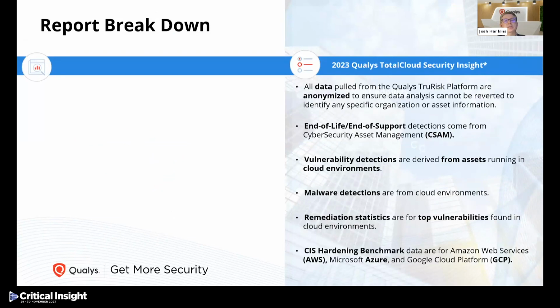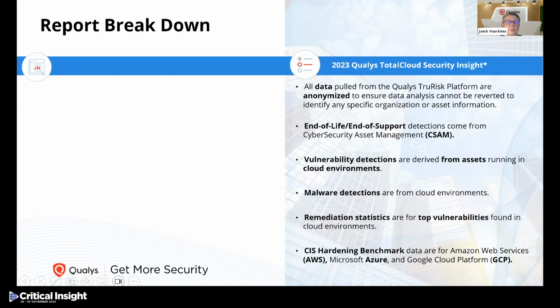So the vulnerabilities described in this report are a result of the breakdown between 2 stakeholders: CSPs, the cloud service providers, and the consumers. Now, we both have an equal responsibility of deliverables to ensure successful use of the shared responsibility model. Now, from a methodology perspective, I'll go through these. This is how the Cloud Insights report was generated.